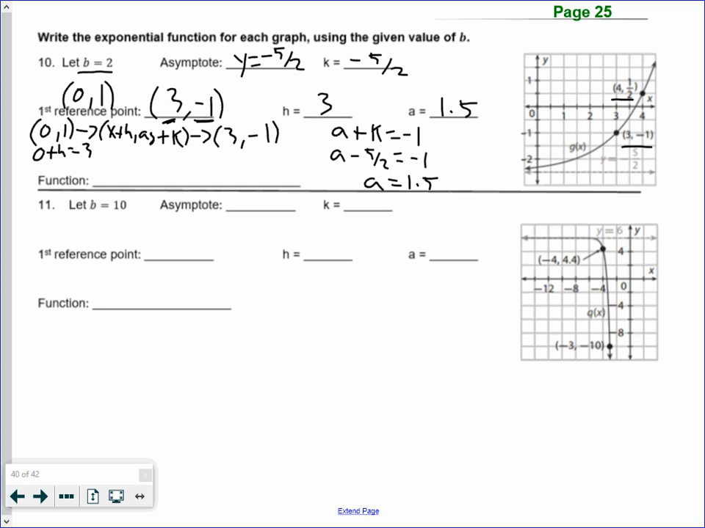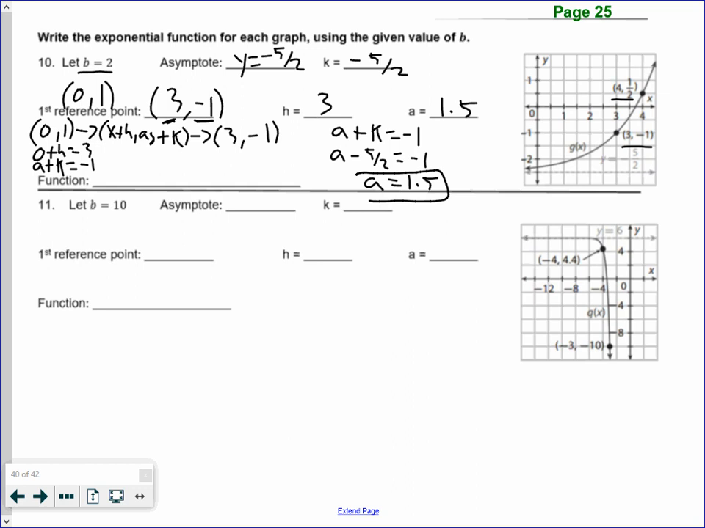Equals positive 3. And then when y is 1, you get a times 1, or just a, plus k equals negative 1. So that's how you know that really quickly. You just plug in your 0, 1 into your transformation rule. You end up getting it like this. You solve for your variables that you need to solve for, and that's how you get your h and your a when it comes to exponential growth functions.